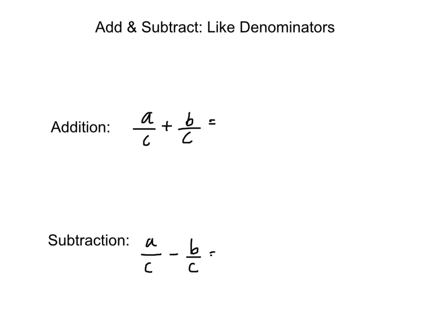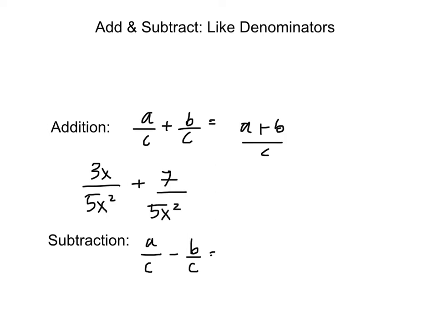So addition with like denominators, with variables, we could have a over c plus b over c. These share a c as their denominator, so we simply have a plus b over c. With numbers, this would be 3x over 5x squared, adding something that has the same denominator, so 5x squared, and we just have 3x squared plus 7 over 5x squared.